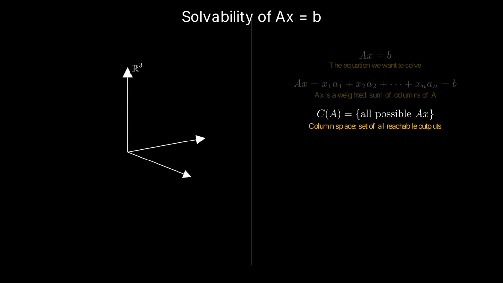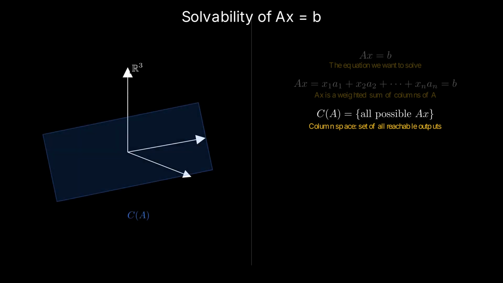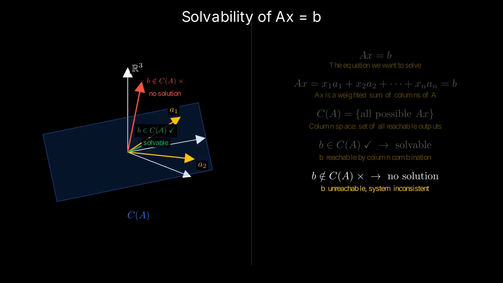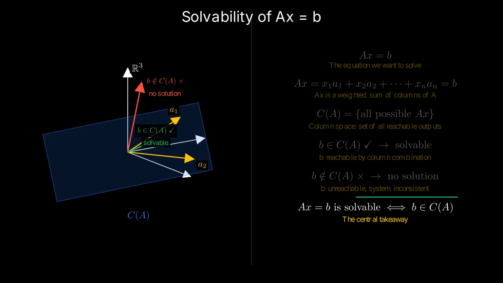In 3 dimensions, if A has 2 independent columns, the column space is a plane through the origin. The 2 column vectors lie in and define that plane. Now the question becomes, does b lie in that plane? If b lands on the column space, then some combination of the columns reaches it, and the system is solvable. But if b falls off the column space, no combination can reach it, and there is no solution. So solvability of Ax equals b is exactly the same as asking whether b is a member of the column space of A.